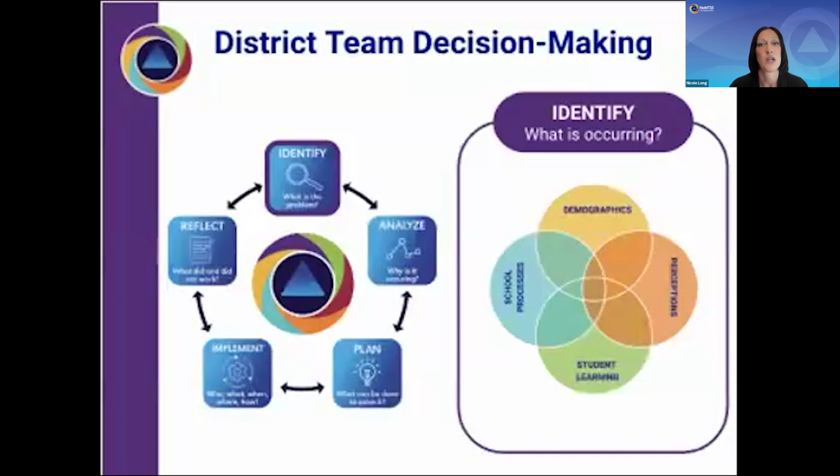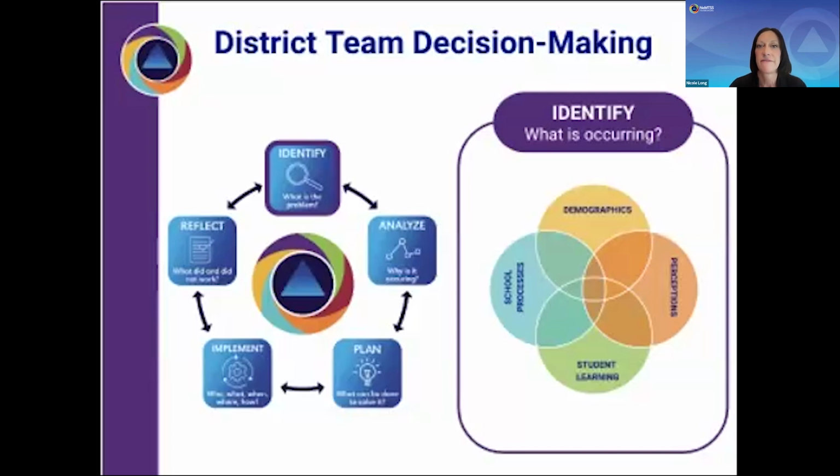When determining what is occurring, according to Bernhardt, multiple measures in relation to both student and adult data are considered to allow district teams to ensure the needs of both adults and students are being considered and utilized, which leads to quality continuous improvement.